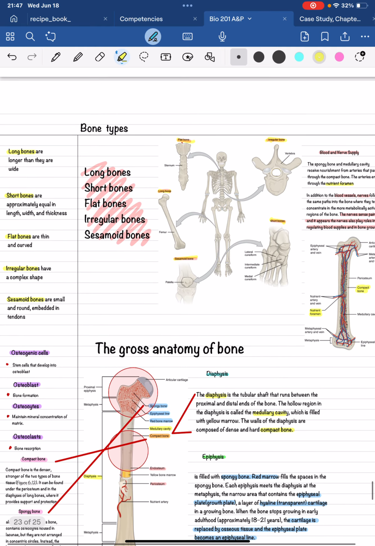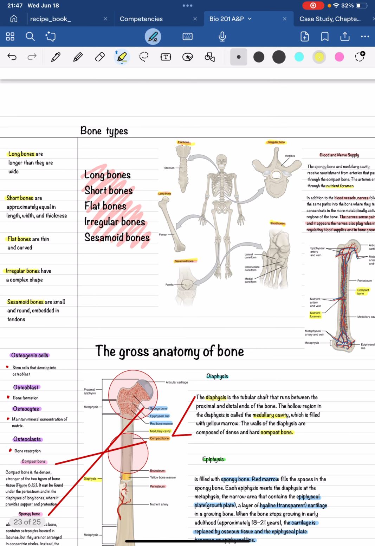So your long bones can be your femur. Sesamoid bone is a bone like the patella in the knee. Short bones are in your hands and feet. Irregular bones are like your vertebrae, and flat bones are like your sternum.